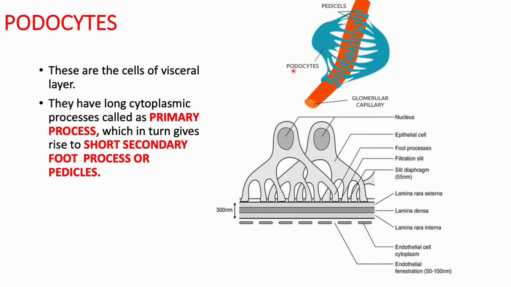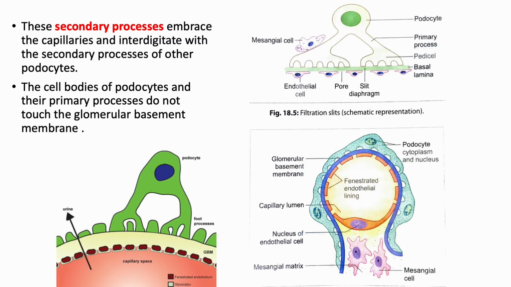Podocytes are the cells of the visceral layer, and they have long cytoplasmic processes, which we call the primary processes, which in turn give rise to short secondary foot processes, also called pedicles. The secondary processes embrace the capillaries and interdigitate with the secondary processes of other podocytes, and the cell bodies of the podocytes and their primary processes do not touch the glomerular basement membrane.